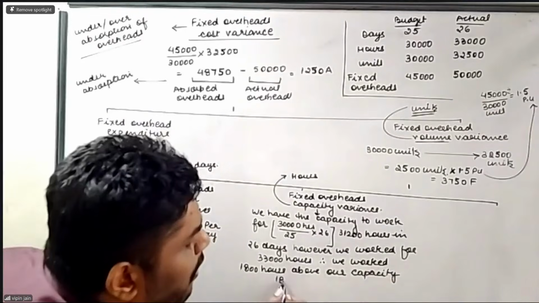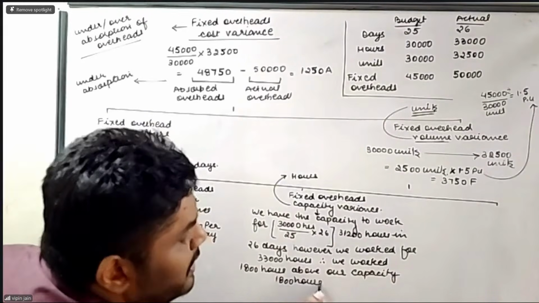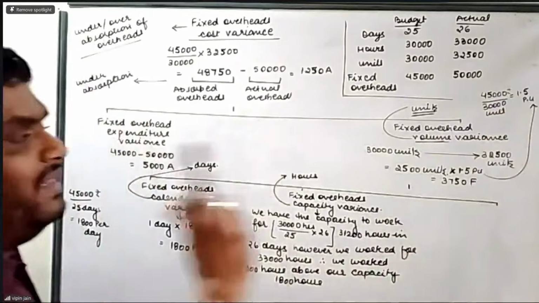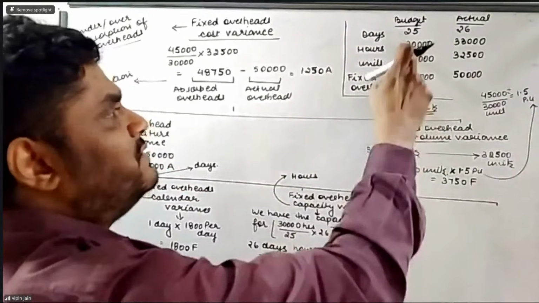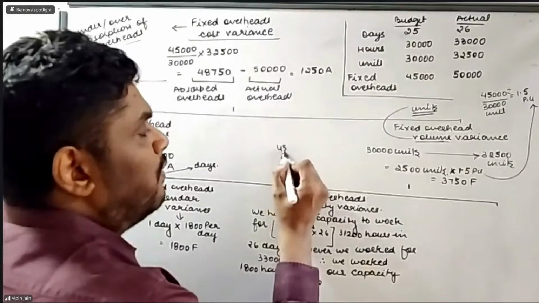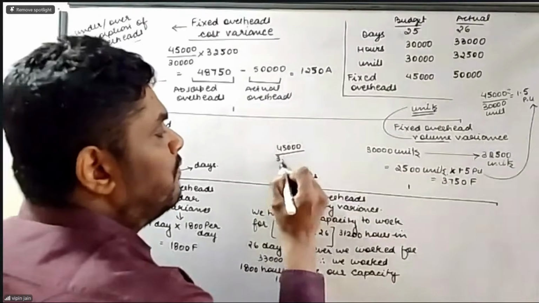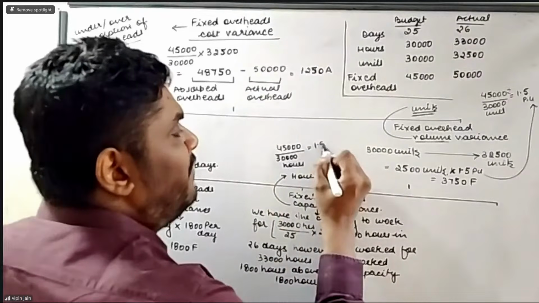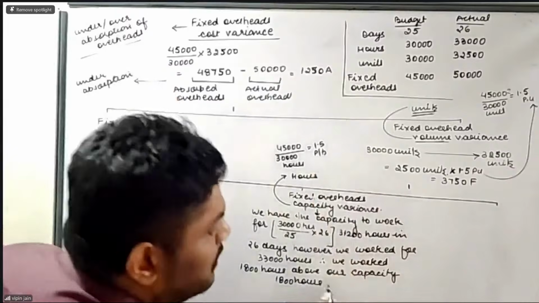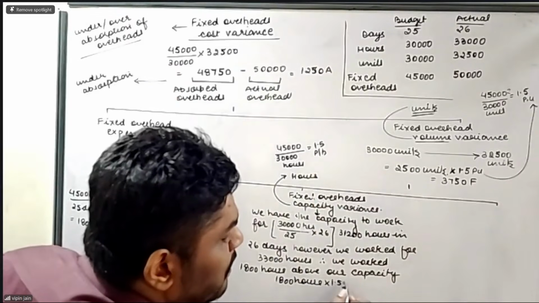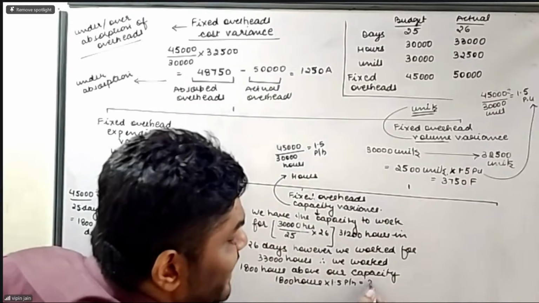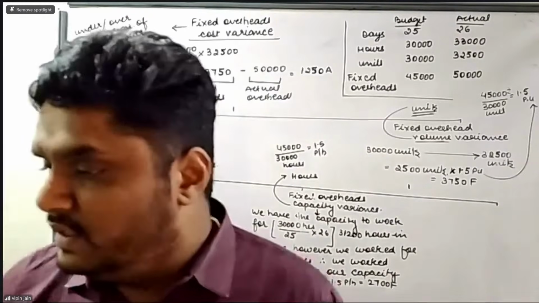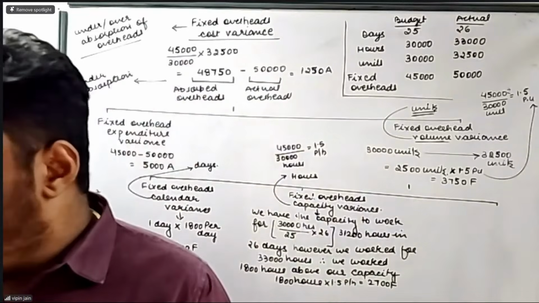Therefore, 1,800 hours, since it is hours, we will not apply the rate per unit per day. We will apply the rate per hour. That is 45,000 divided by 30,000 hours. So it is 1.5 per hour. So this variance will also be favorable. I've just written it for you, Kambira. Hopefully your query is resolved.